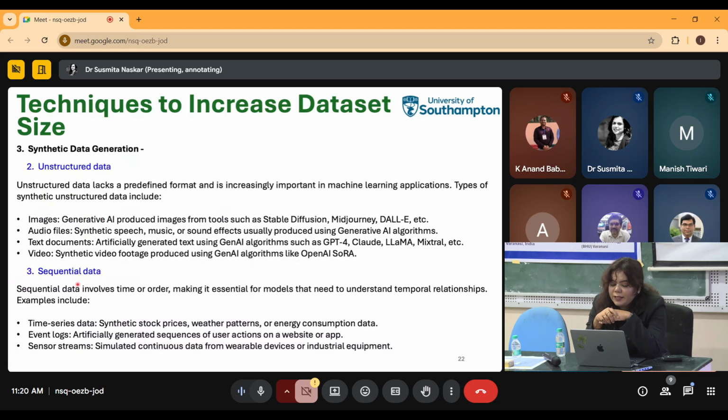And then there are another two types of synthetic data generation, which are more complicated compared to structured data. One is unstructured data and the other is sequential data, right? Unstructured data is when there are no fixed table schemas. For structured data, you have a tabular format with rows and columns. When we talk about unstructured data, you don't have any fixed table schema. You talk about images, audio, video. Those cannot be generated in a tabular format, right? You cannot put them in a column or row.